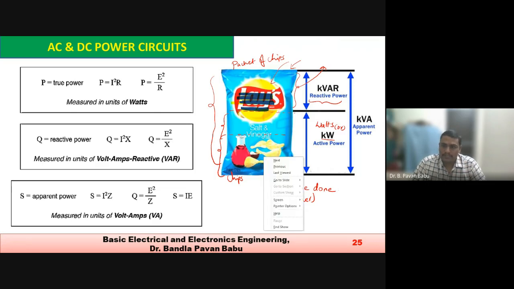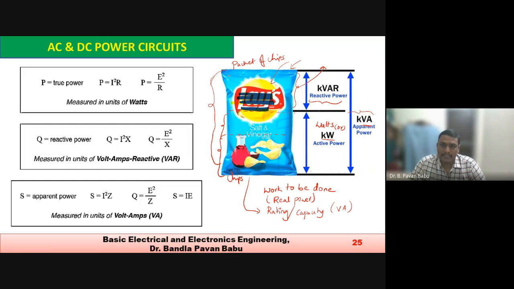And what about this cover? It gives the exact size and the quantity of the element, I mean the appliances, if we consider the physical example. So this is the apparent power, VA, which gives the exact size, and we can call it the rating. The rating or the capacity can be fixed based upon this VA. So that is the apparent power. That is the relation of real, reactive and apparent power.